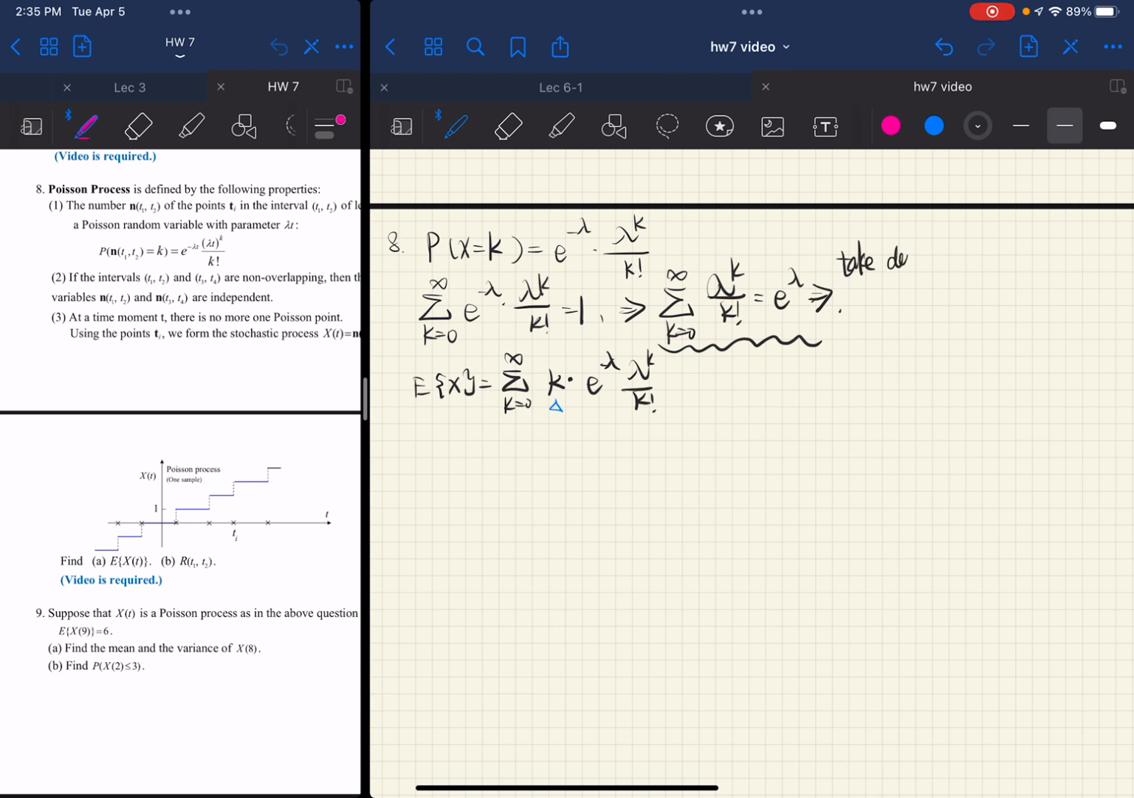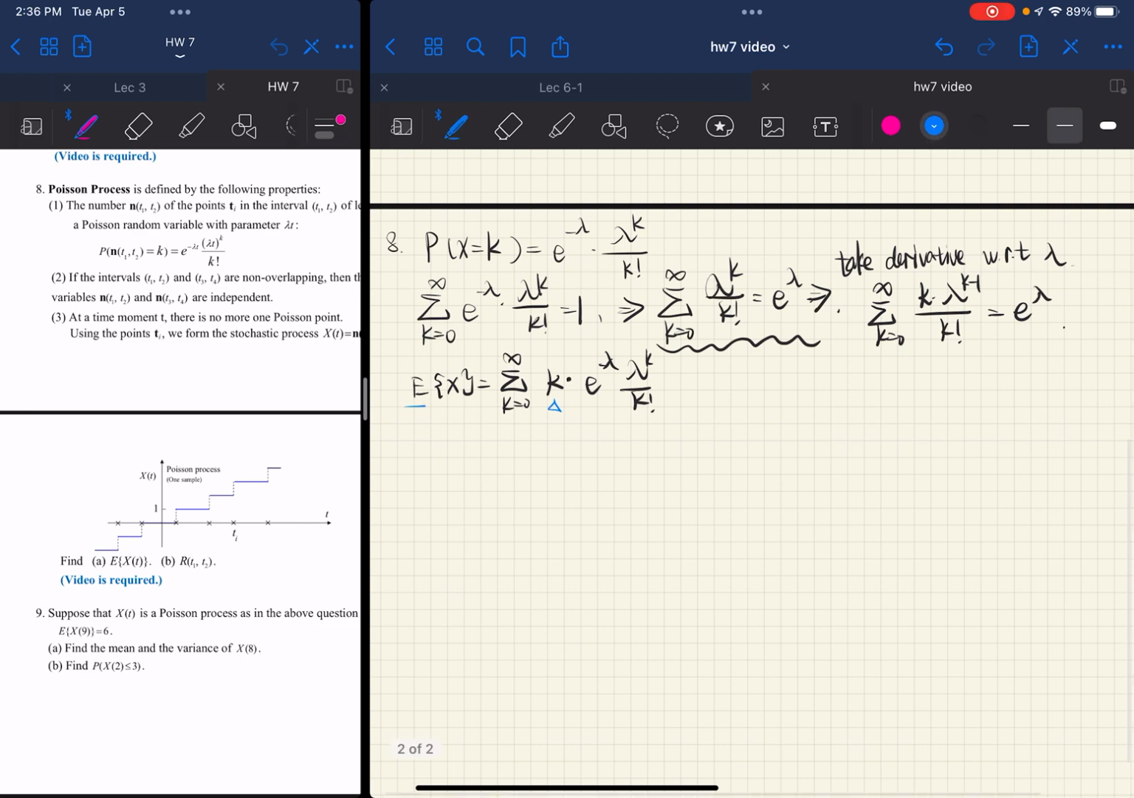We take the derivative with respect to lambda, and we get that the summation from 0 to infinity of k lambda to the power of k minus 1 divided by k factorial equals e to the power of lambda. From this formula we can directly obtain the expectation of X. We multiply this term by lambda on the right side of the equation, so we get our expectation equals e to the power of lambda times lambda, which equals lambda.